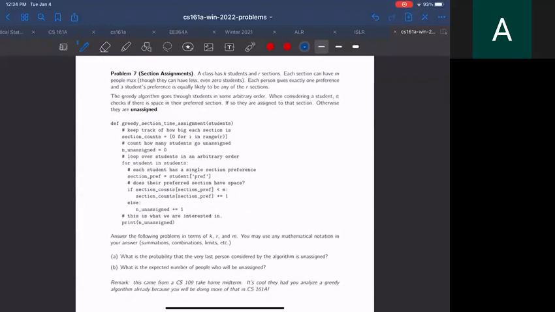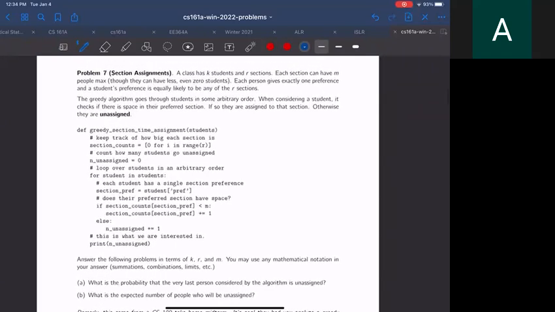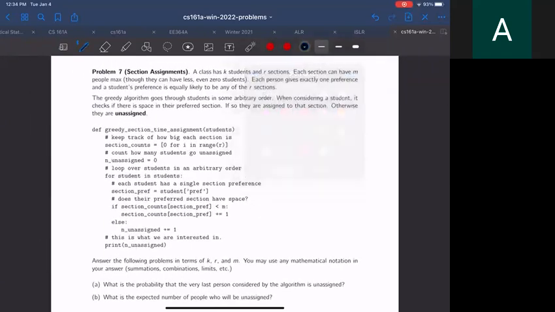Hey all, let's do another problem. So this problem was from CS 109, and it was a pretty hard midterm problem. I thought it was a really cool problem because it is analyzing a greedy algorithm. And in this class, you will definitely analyze a lot of greedy algorithms. So let's try to work through this problem.